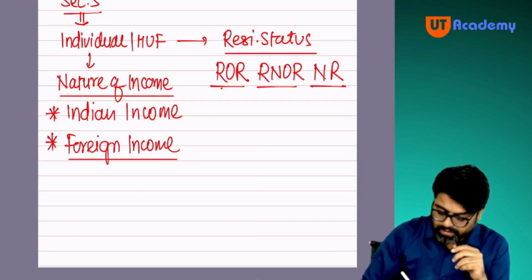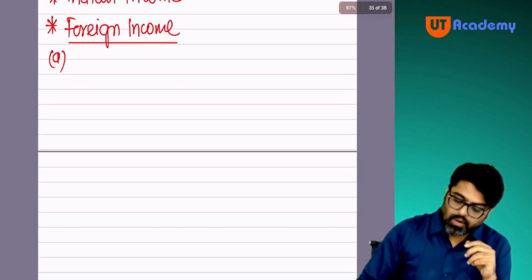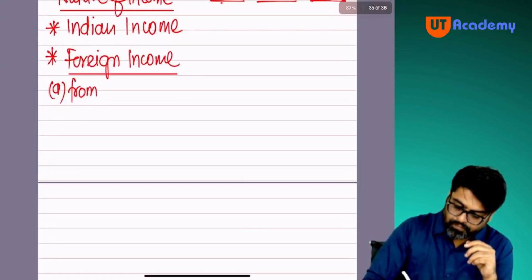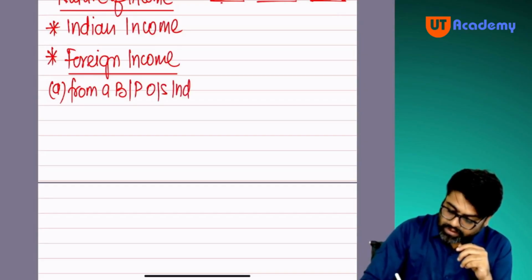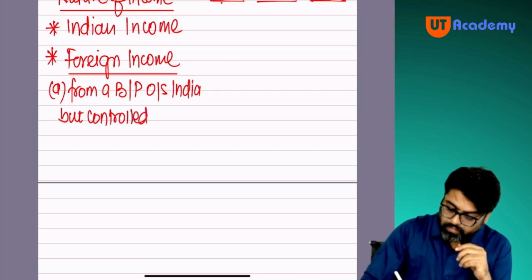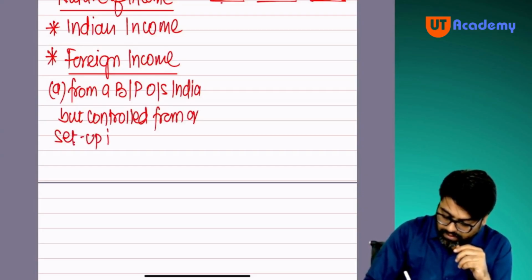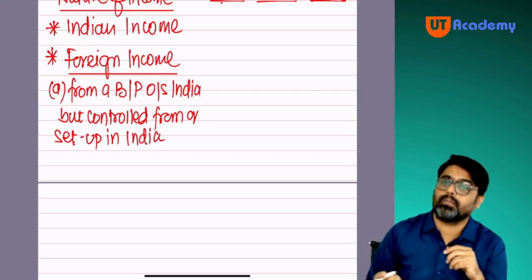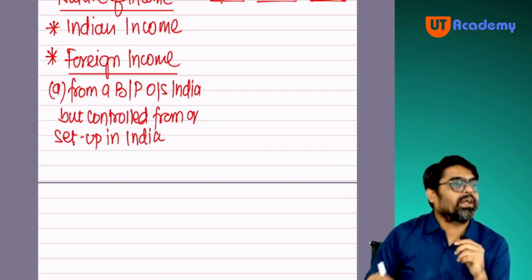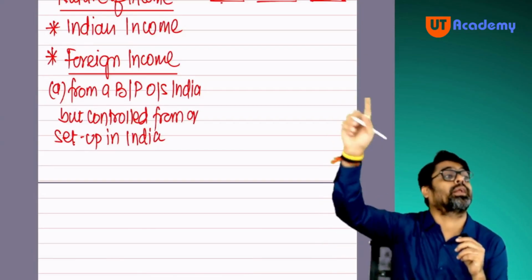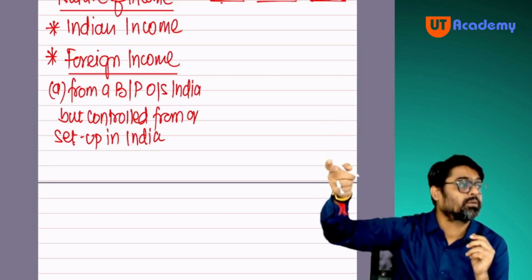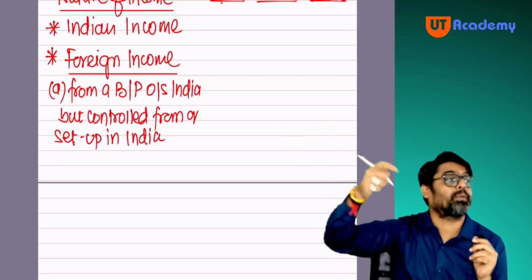Further, the foreign income will be divided into two parts. Part A is foreign income from a business or profession which is outside India but controlled from India or set up in India. Yes or no? So there is a business or profession outside India, from which you are earning foreign income, but that business or profession is controlled from India or was set up in India.